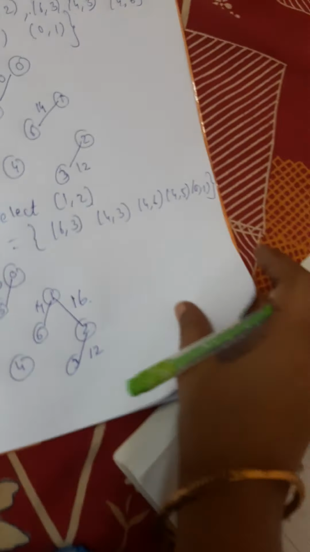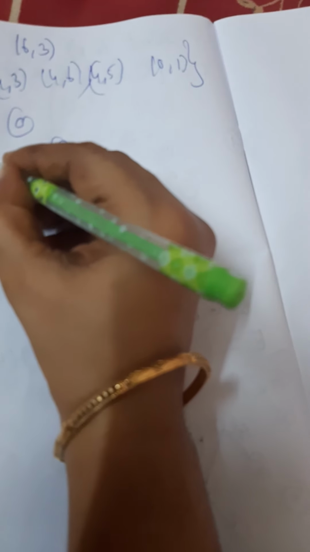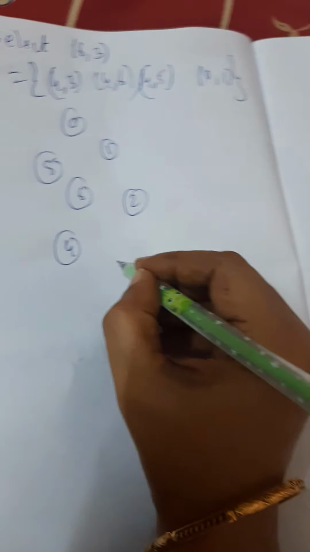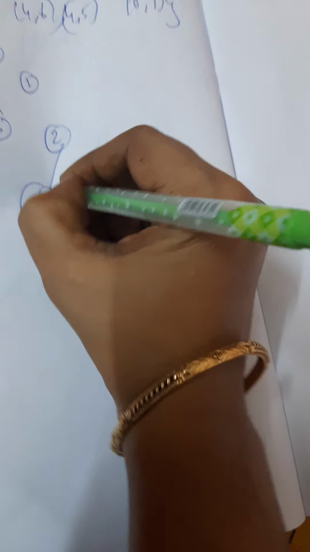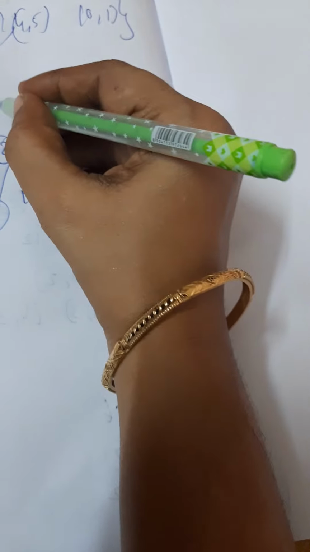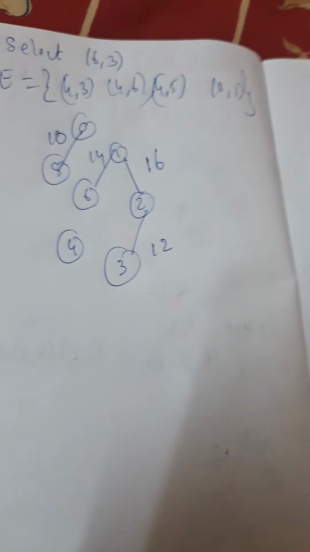Now let me add to the tree. So what is my tree? 0 1 5 6 2 4 3. Already what we have added? 0 5 we have added, 2 3 we have added, 1 6 we have added, 4 2 we have added, 16.